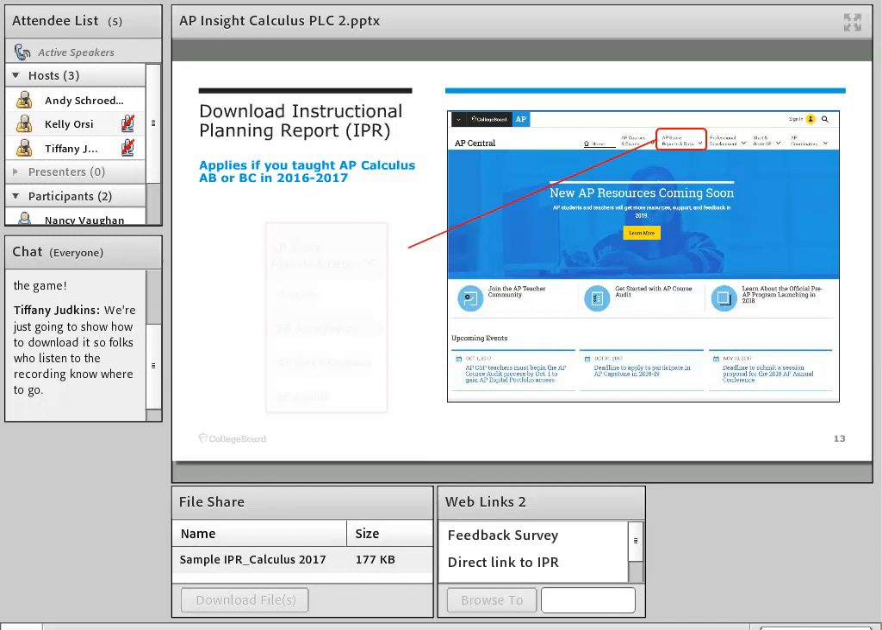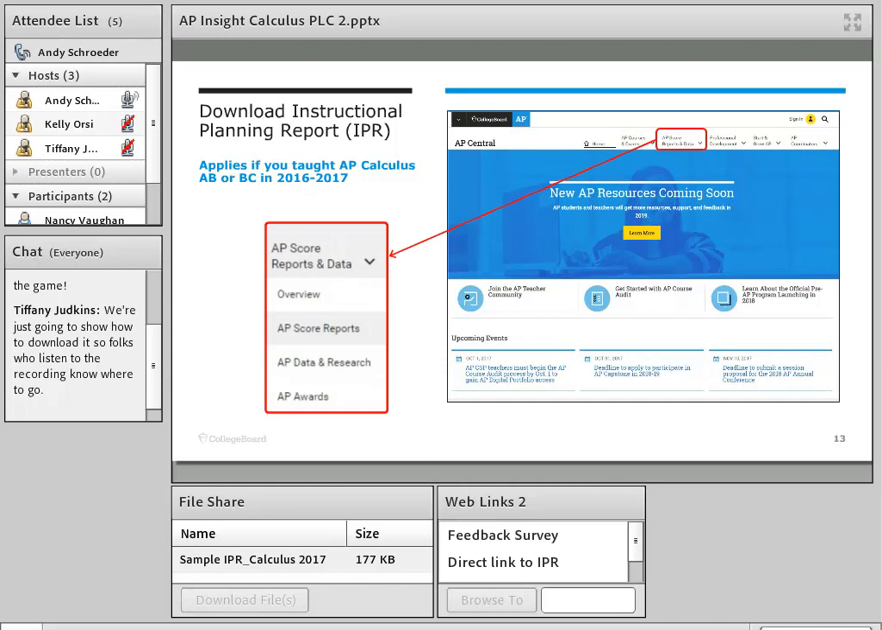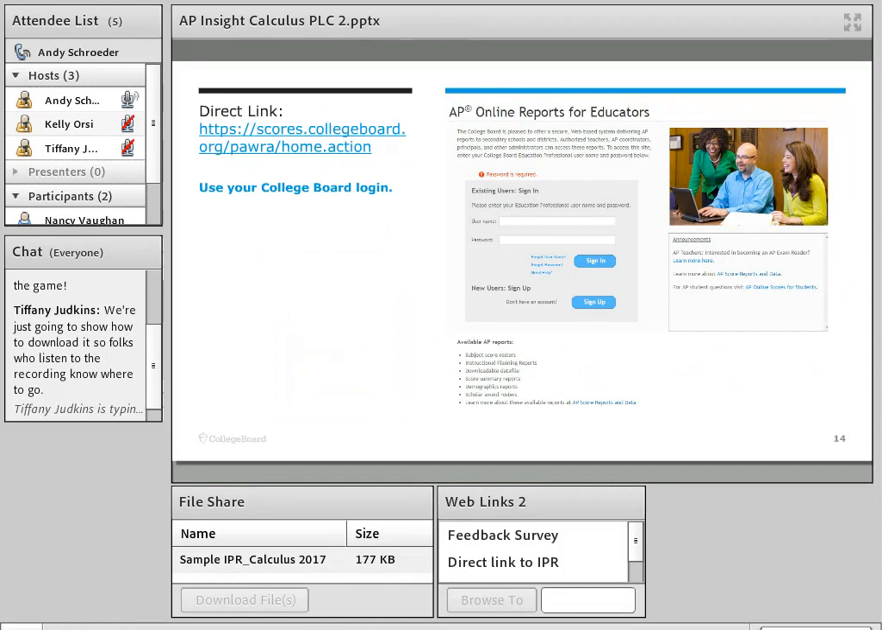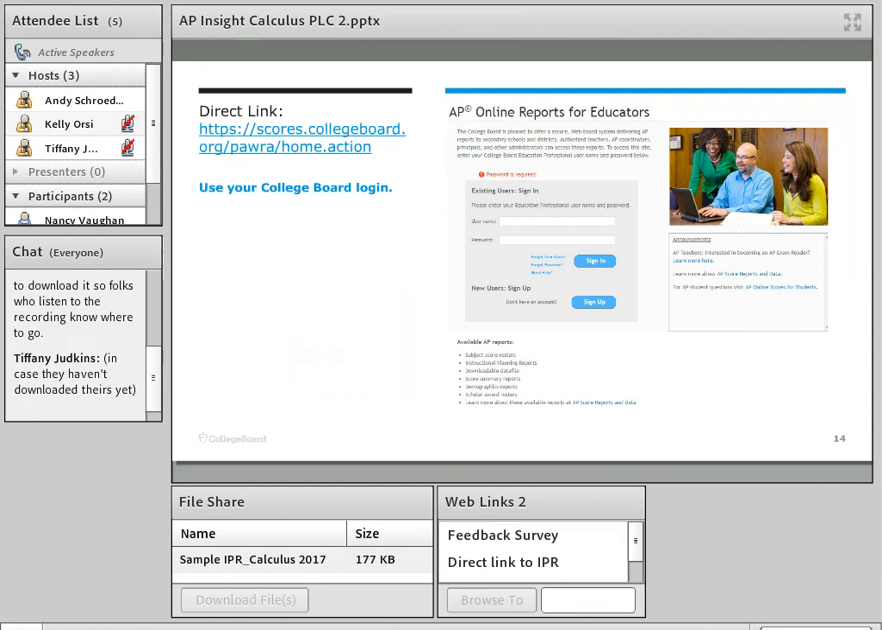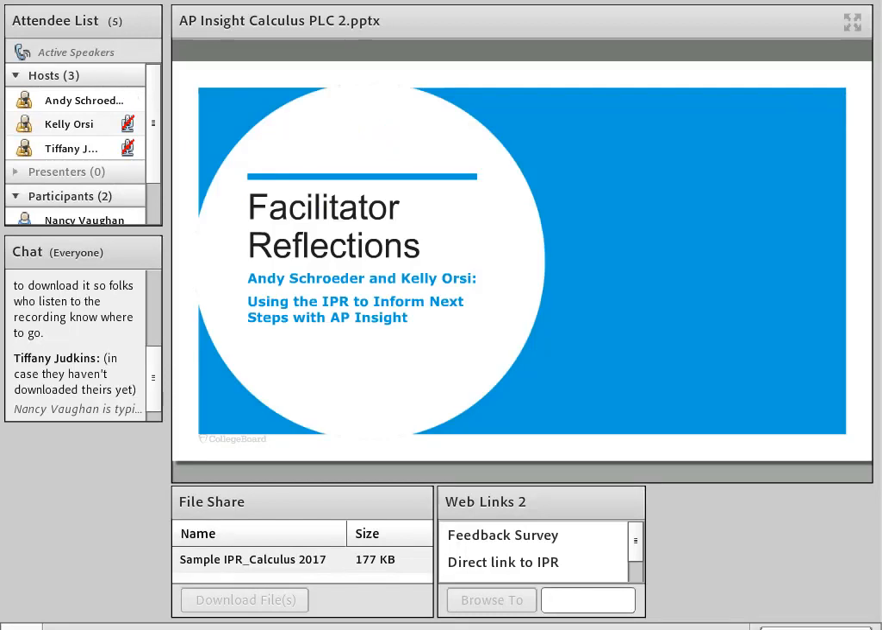And when you get on that, you will see this. You pick the AP score reports. And then, of course, here's a live download. You can see it's down at the bottom too, where it says direct link to your IPR. It's the same link that's right there for you. So it's real quick and easy to get a hold of.